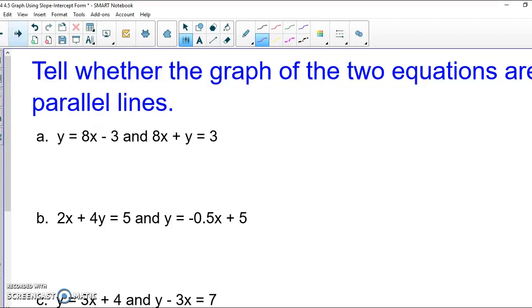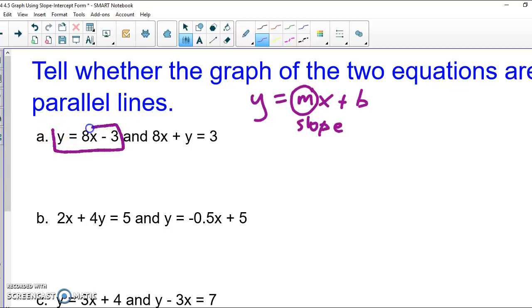So sometimes you will have to tell whether the graph of the two equations are parallel lines, and we're just given equations and not the actual graphs themselves. But we know now how to quickly and easily find the slope of a line just by looking at the equation. So if we remember in our y equals mx plus b form, that m, my coefficient of x, tells me the slope of the line, I can merely look at the equations and tell you whether the slope is the same. So on part A, y equals 8x minus 3 is already written in slope-intercept form, but 8x plus y equals 3 is not.